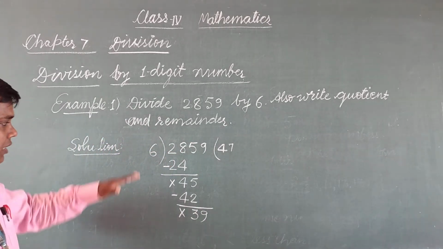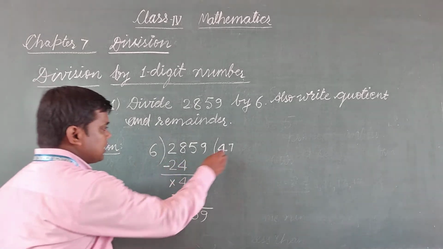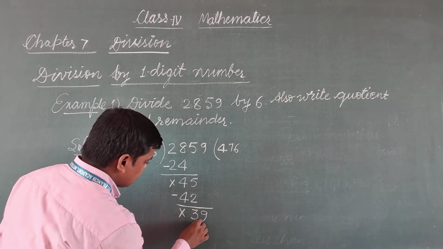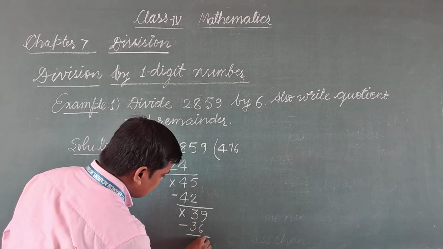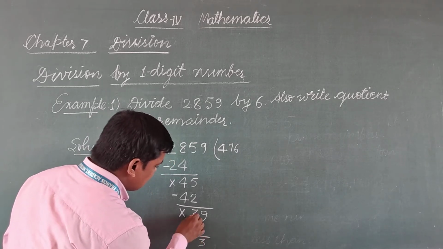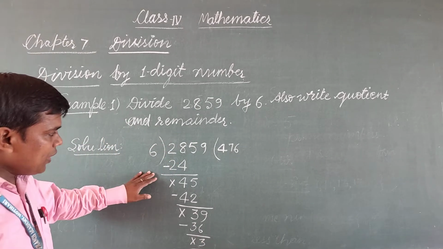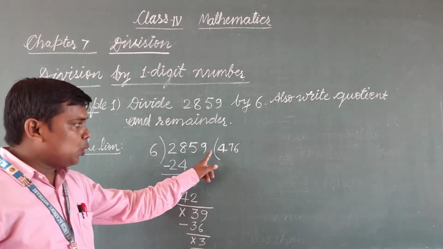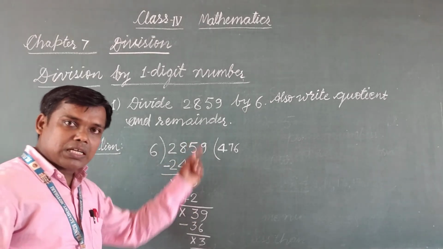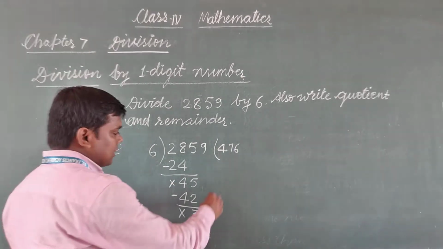Again we think the table of 6, which is near to 39. So 6 6s are 36. Now we subtract 9 minus 6 is 3 and 3 minus 3 cancel. Means we have 3 here, which is less than 6 and no other digit present which will come down. So this division is completed.